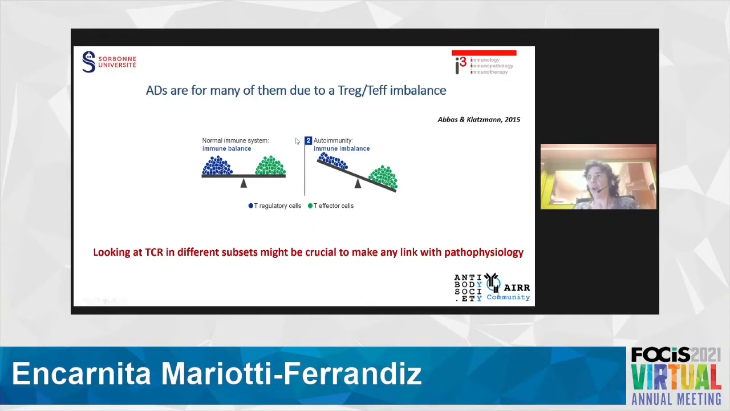However, most of the studies were done on global T cells without looking at the different subsets. And you all know that autoimmune diseases are, for many of them, not all, due to an imbalance between regulatory T cells and effector T cells within the CD4 compartment. So we believe in the lab, and this is one thing that we are really trying to focus on, that the TCR in different subsets might be crucial to make any link with the pathophysiology.